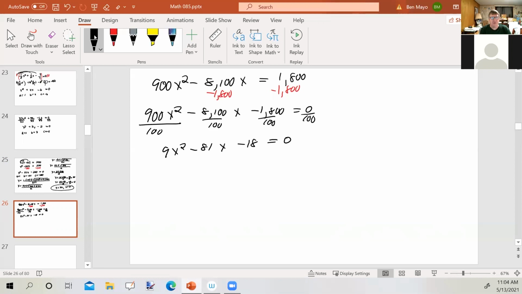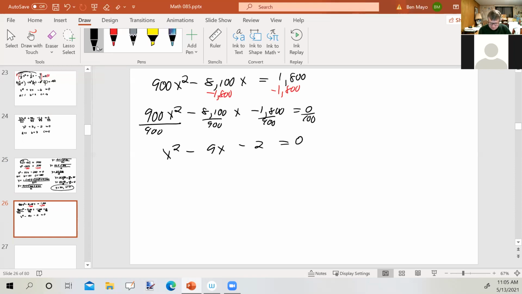Oh, there's something else we could take out of each one. What is it? Can you see it? They're all divisible by 9. Right. And I could have just divided everything by 900 to start with. But in fact, let's do that. We'll go back here and make this a 900. So if you see something and you take it out, look and see if there's anything else you can take out. x squared minus 9x minus 2 equals 0.